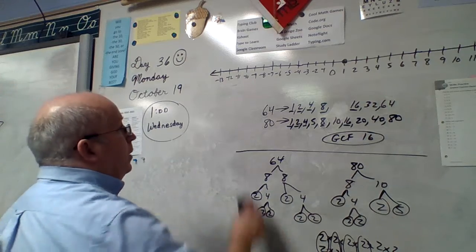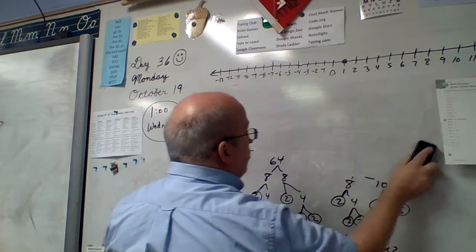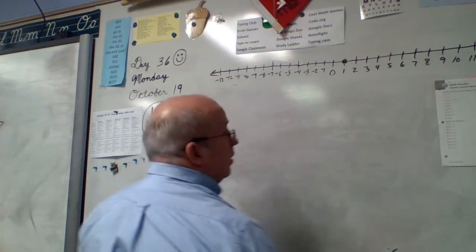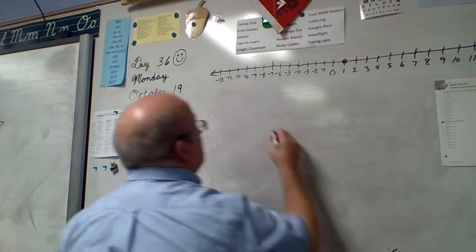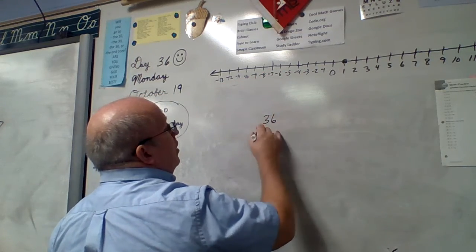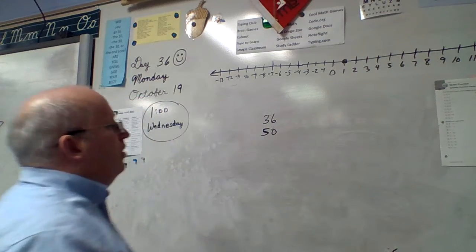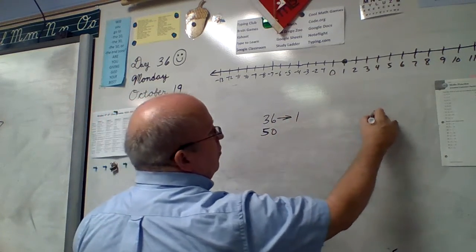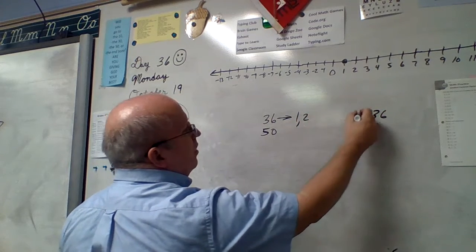Let's try it again. Both methods. Gotta think through both methods and know how to do them. How about 36 and 50? Well, what are some ways we can get 36 if we multiply some numbers together?